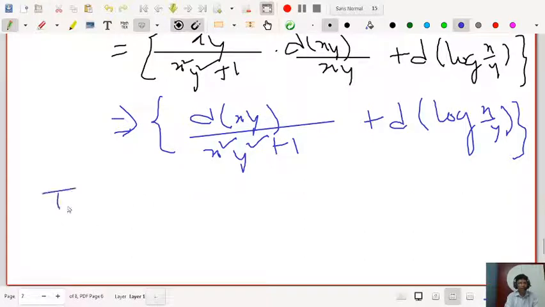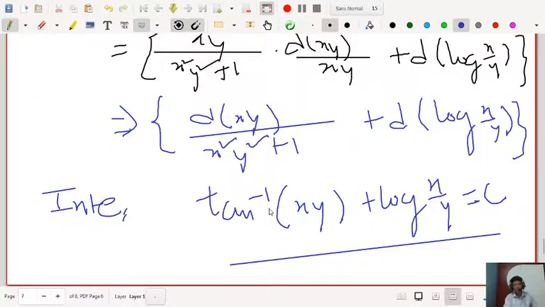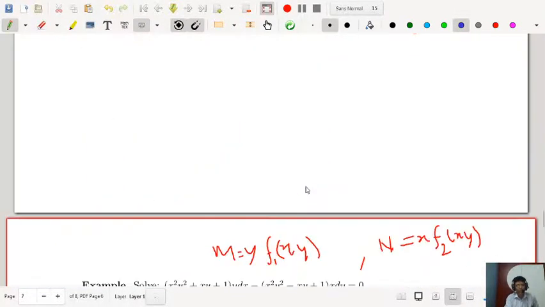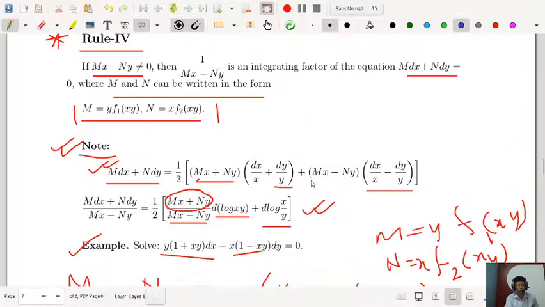Now if you integrate, that is equal to 0. So you will get, this is tan inverse, right? The first term is tan inverse xy plus log of x by y equal to c. So this is the general solution. So I solved 2 problems, 2 applications of this rule 4 I was talking about. This is very important, especially this note I am using.